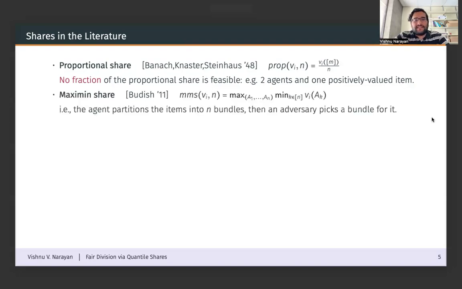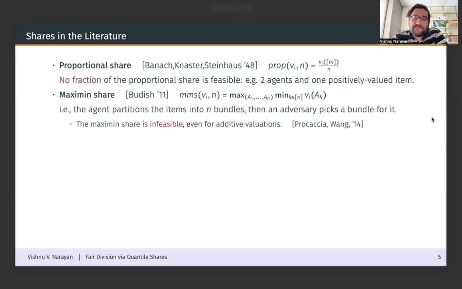There is a famous relaxation of the proportional share called the maximin share, defined by Budish quite recently. So here the agent partitions the items into n bundles, and then an adversary picks a bundle for that agent. So if the agent were to do this, it would try to maximize the value of the minimum valued bundle. So this value is called the maximin share. So there is a partition that induces this maximum value of the minimum valued bundle. This partition may be different across agents. So it's not clear whether the maximin share is feasible. And it turns out that the maximin share, in fact, is infeasible even for additive valuations.